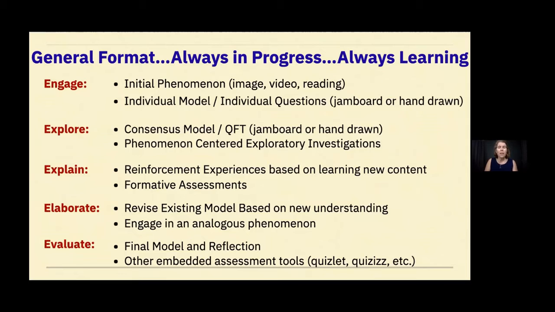And then other embedded assessment tools. Do you have a Quizlet you want them to look at? A quiz, something like that. But the most important thing is that it's all in-house. So that's the general format that I'm trying to look at when I'm organizing my notebooks. So what does that look like?